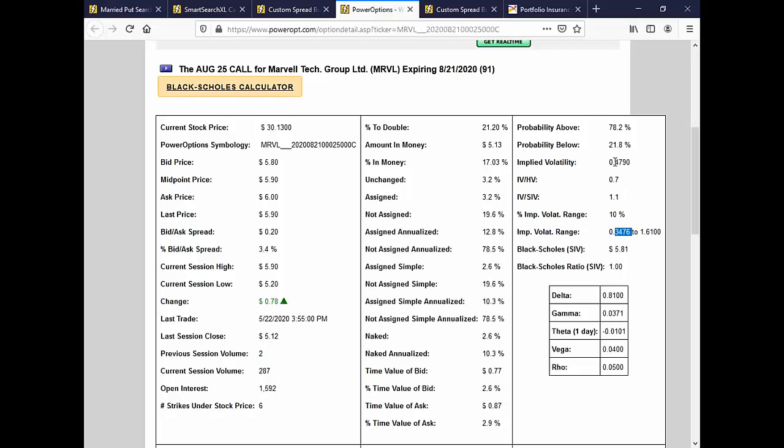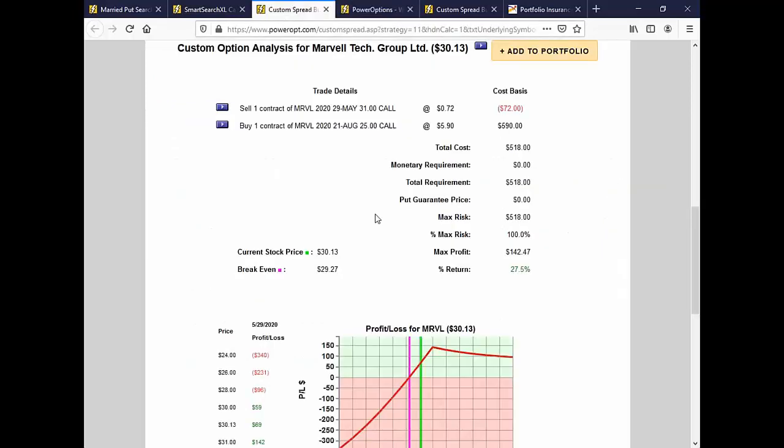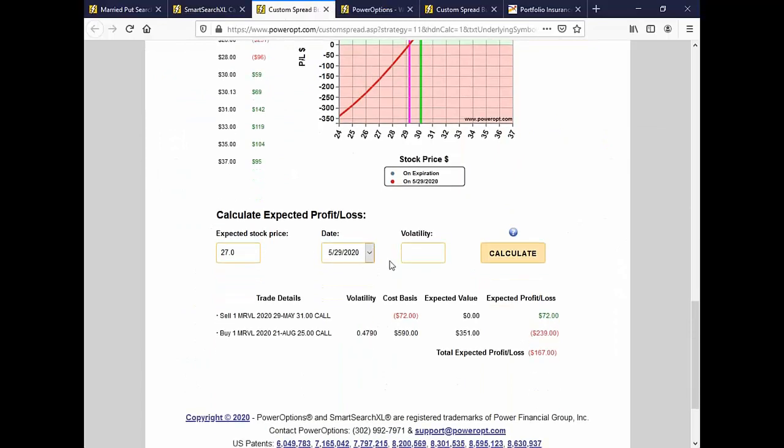But let's assume that the volatility doesn't go back to the low after the earnings report next week, but it goes halfway down. All right, so we're looking at a difference here of 0.13. Let's say it goes to 0.40. That we lose volatility after the earnings event. It doesn't go all the way down to 0.35. It just drops down to 0.40. So let's go back to the custom spread tool and put in a volatility of 0.40.